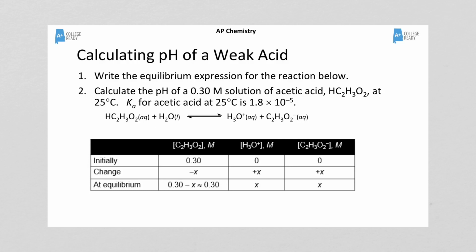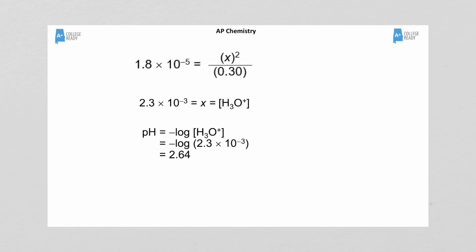So we have 0.30 minus x, and again, since this x is so small, we're going to assume it is negligible, so we'll just use that as 0.30. Otherwise, we'd end up using the quadratic formula, and that's not required on the AP exam. So let's simplify it and make our life a little easier. When we set this up, we have x times x, or x squared over 0.30.